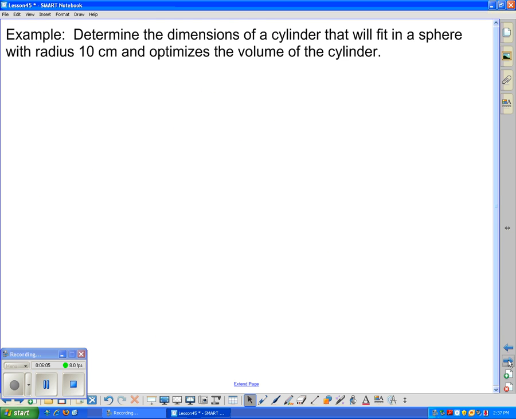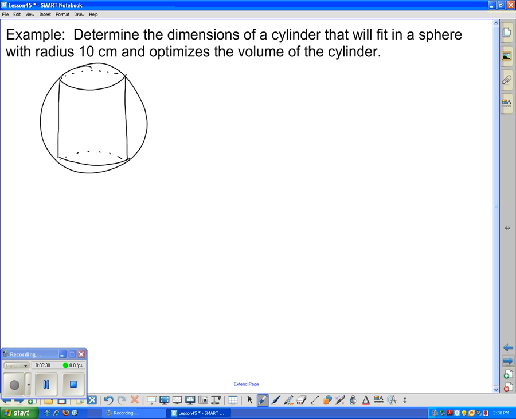Next example, determine the dimensions of a cylinder that will fit in a sphere with a radius of 10 centimeters and optimizes the volume of the cylinder. So you're asking, why would you do this? And my answer is, why not? Why would you not want to put a pop can inside a ball? Seems silly not to want to do that, really. But so there we go.